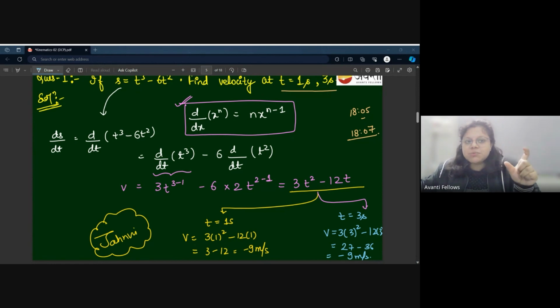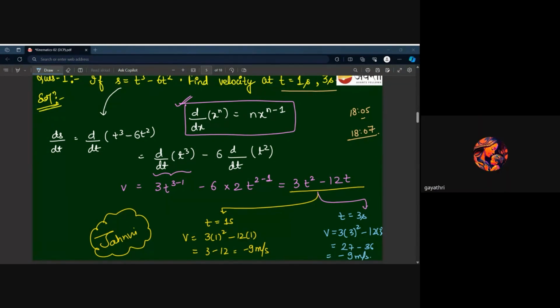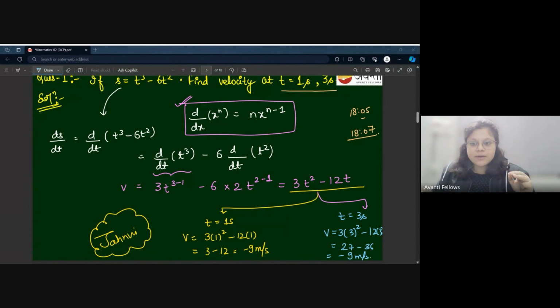You have the entire expression that s is equal to t cube minus 6t square. Now I distribute d by dt over this minus so that you can have two separate terms. Right, Rehana? Rehana, are you comfortable with English or should I speak in Hindi? Because I can do that too. You can speak in English, ma'am. Is she fine with English or should I speak in Hindi?